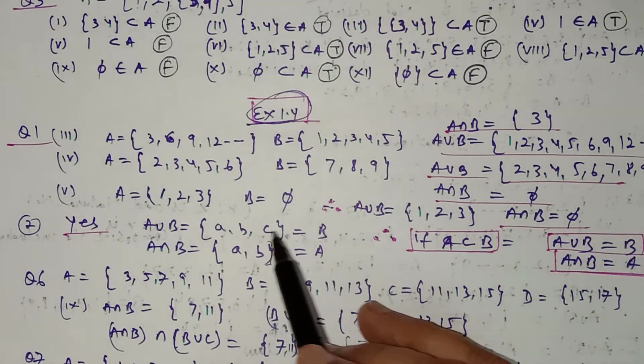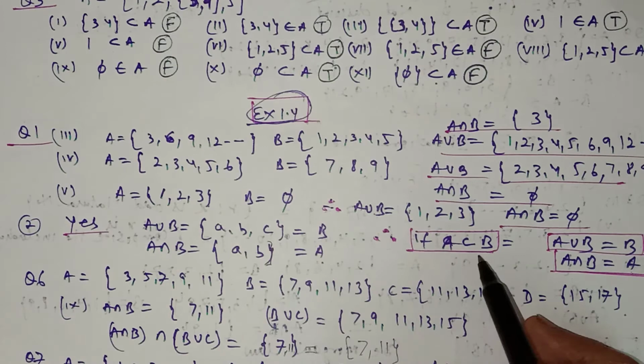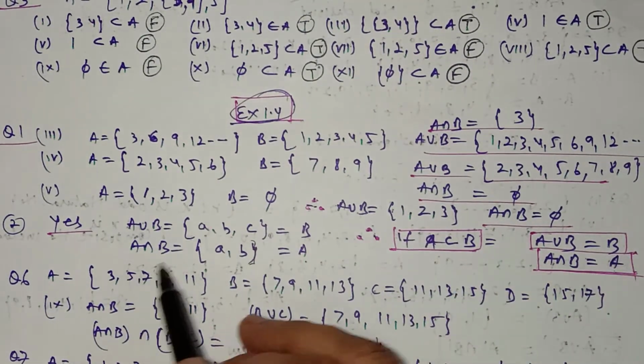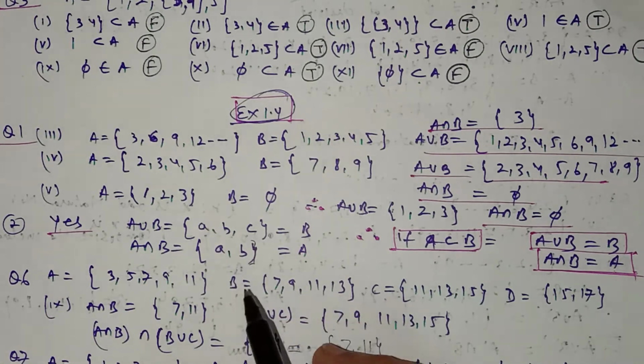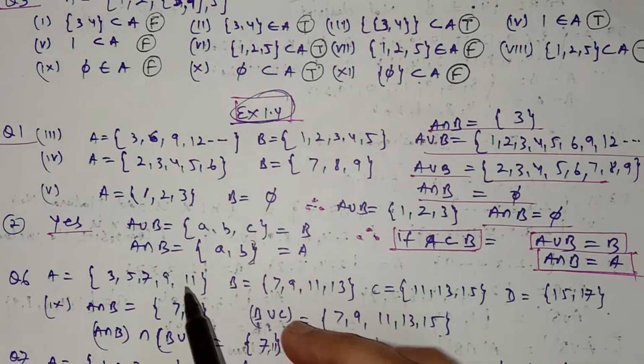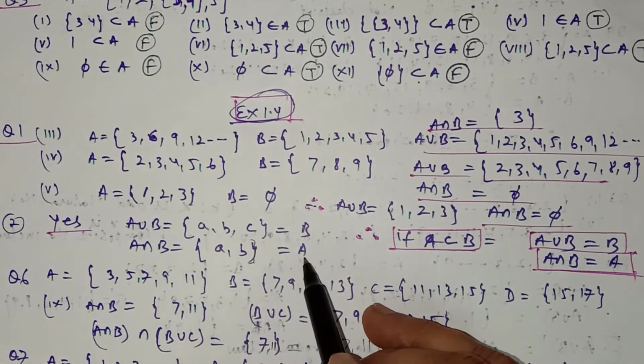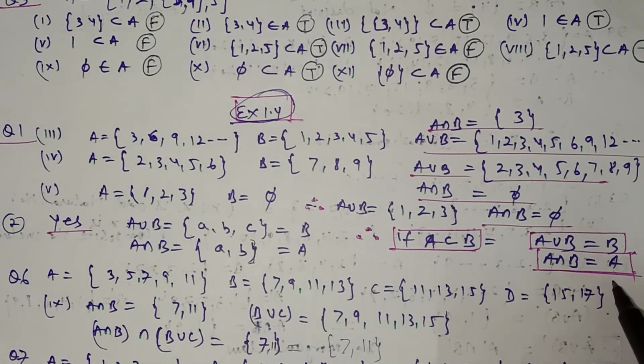The larger superset: if A is a subset of B, then A union B will be equal to the superset, or the larger set. Now if we find its intersection, it is coming out to be A. See in your books question number 2. We can conclude that if A is a subset of B, then A intersection B will be equal to the subset, that is, equal to A.